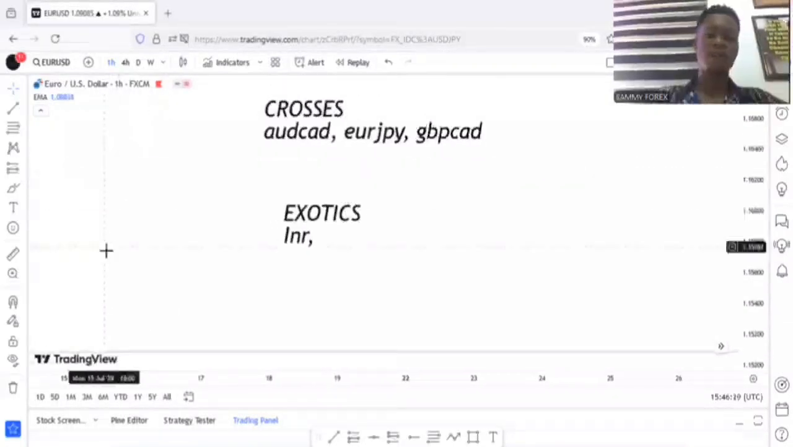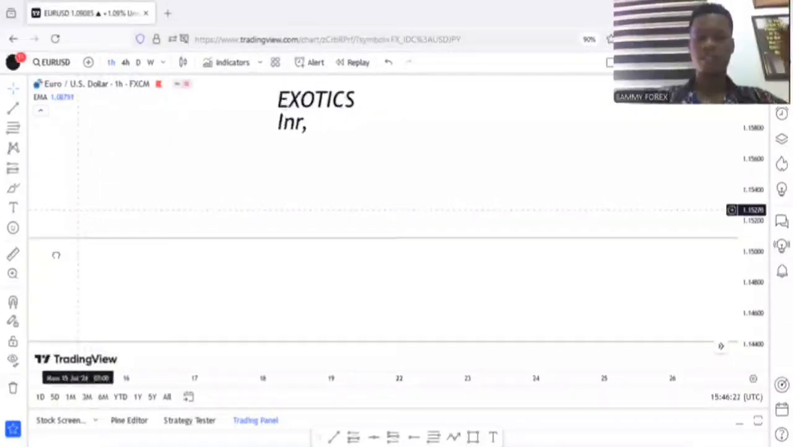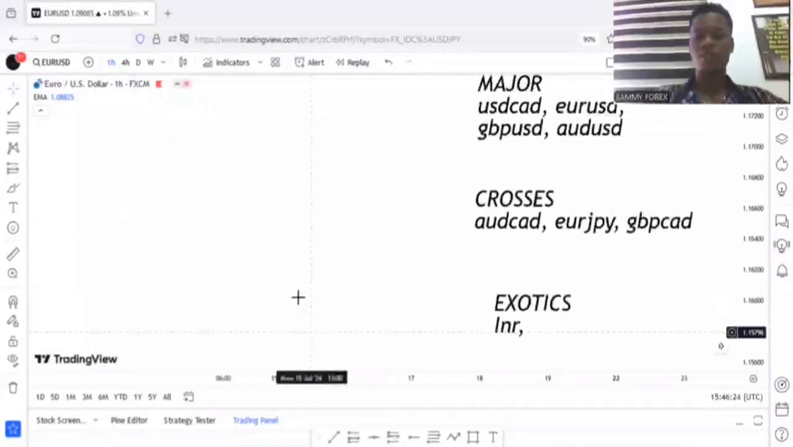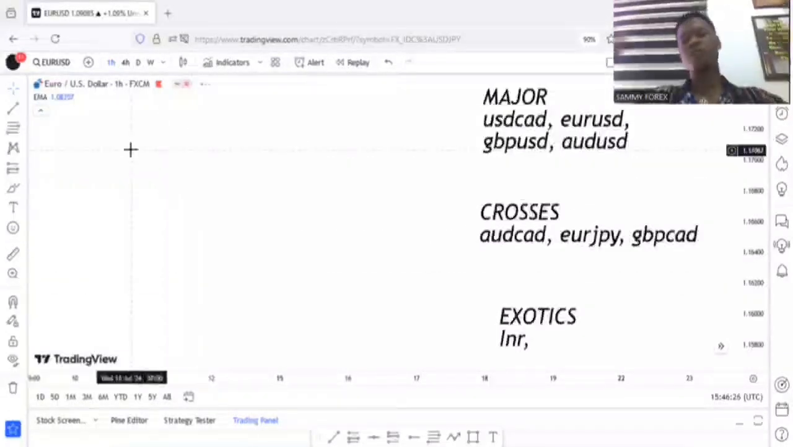So this is all about the currency pairs. Next, we have how to read these currency pairs. How do we read these currency pairs?